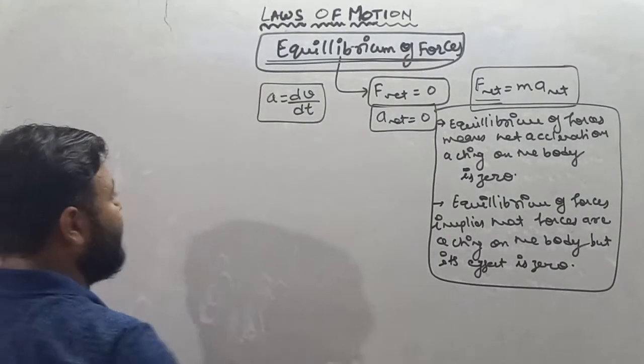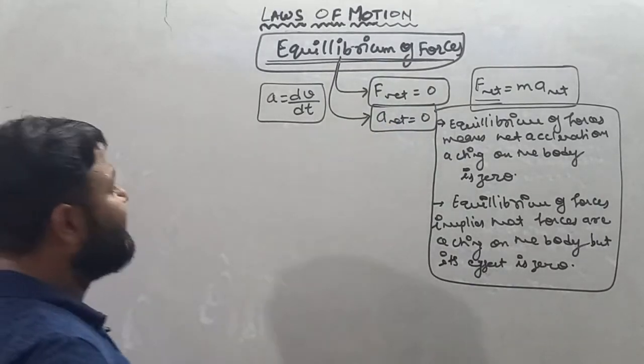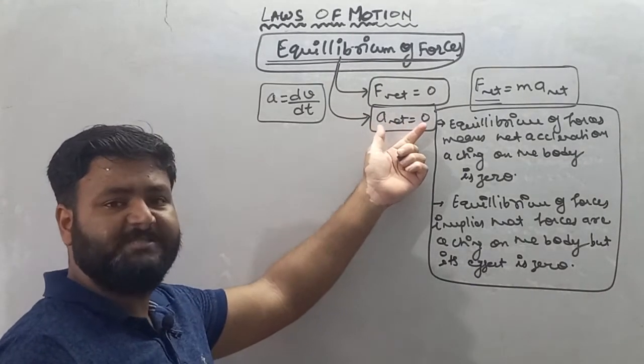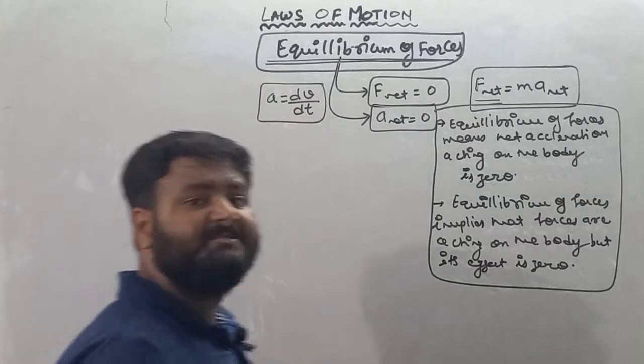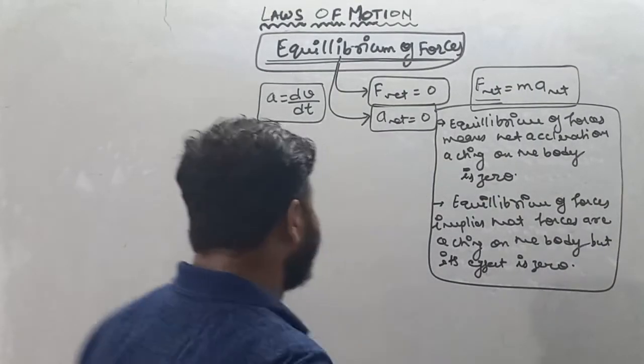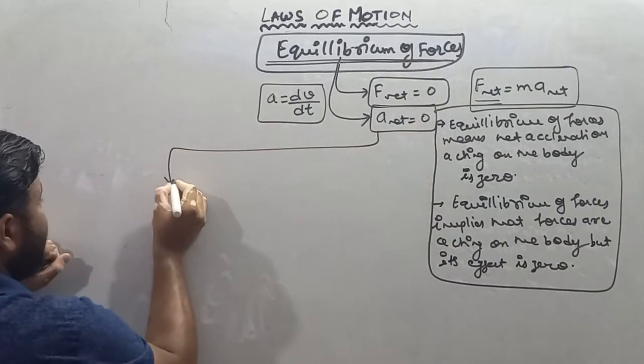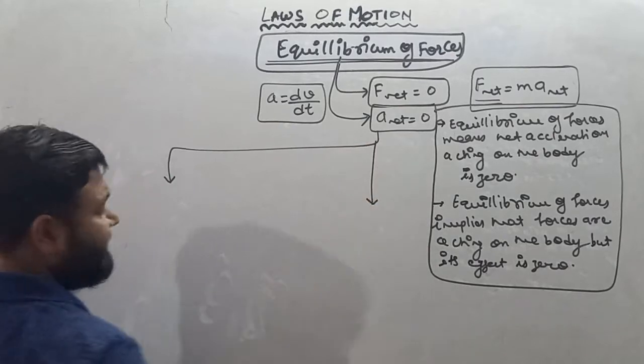So my dear student, as we know now that equilibrium of forces means net acceleration is equal to 0, and we know that acceleration is nothing but change in velocity with respect to time. So if I am saying net acceleration is 0, it will be achieved under two different conditions.